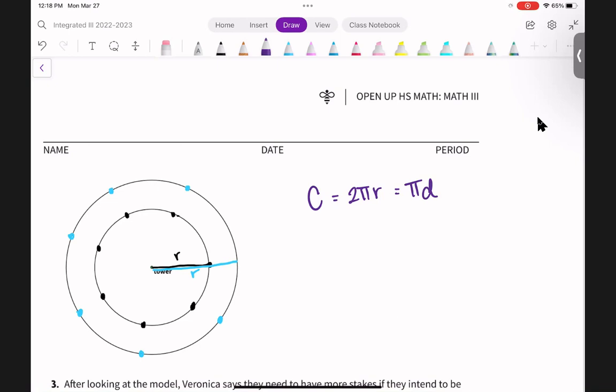And then the smaller the radius, the smaller the circumference. Okay, so keep that in mind.